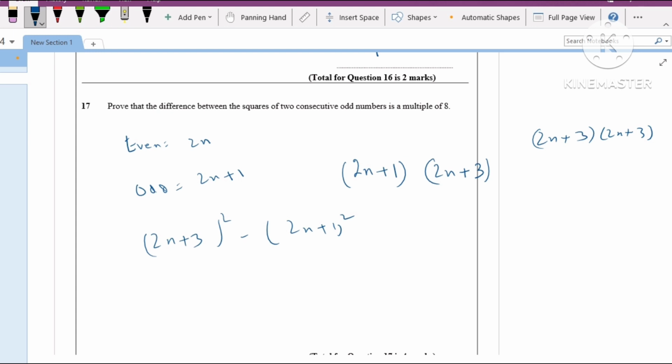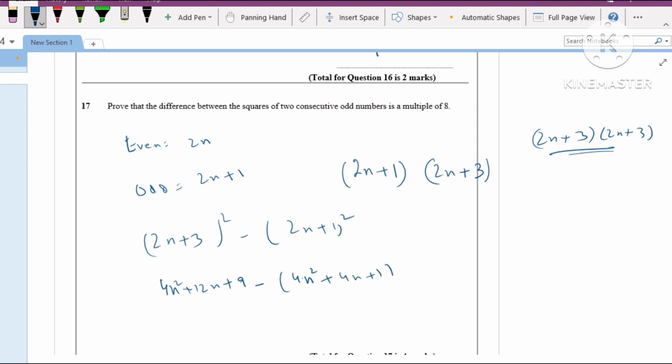So otherwise you can expand the brackets in this way. 2n square, that is 4n square. 2 times 3 is 6, plus times 2, that is 12n plus 9, minus (2n square. I'm writing in a bracket because there is a minus. It will change all the signs.) 4n square plus 4n plus 1.